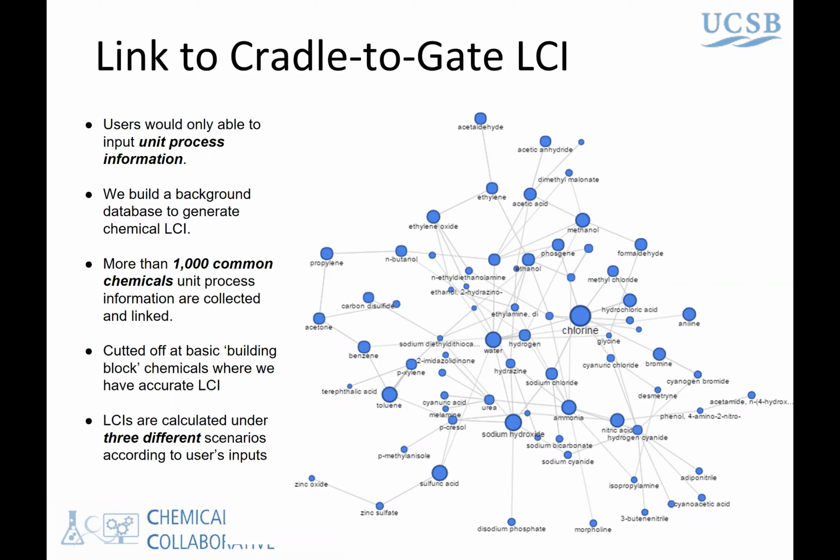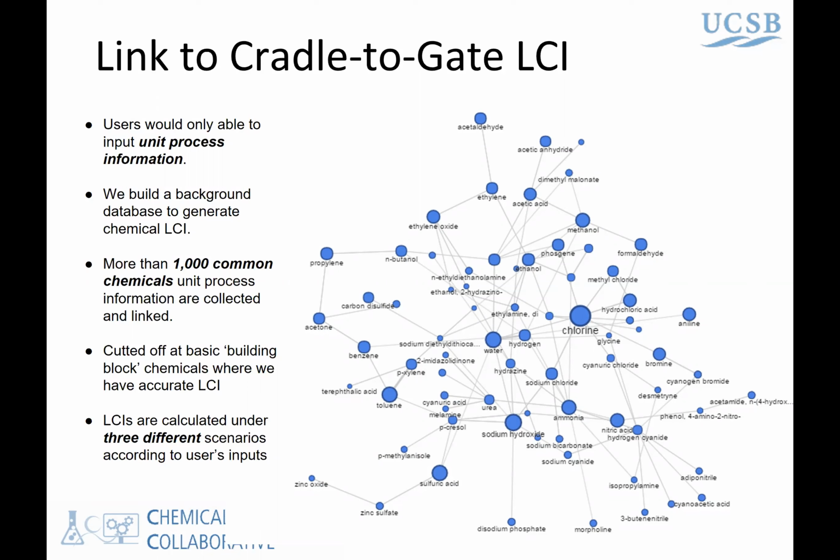So over the summer, one of the biggest achievements of this LCI project is that we built a background database to generate chemical LCI, and we have collected more than 1,000 chemicals' LCI information, and those chemicals are very common and dominant chemicals in the market, and have been used very often. And we collected 1,000 chemicals' unit process information, but we make sure every chemical is linked together so that we have a comprehensive database, and by doing this we can make sure users' input will not go to a dead end, right?